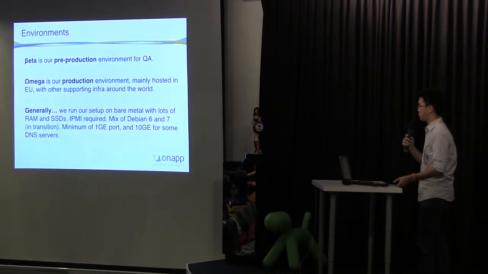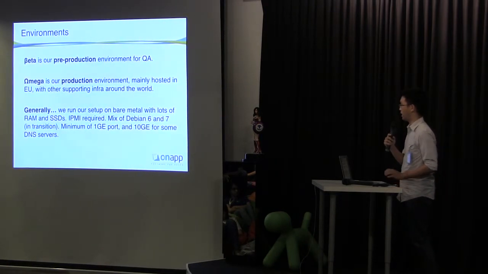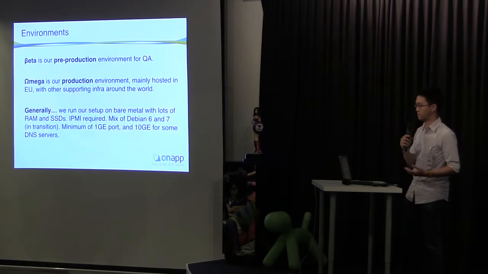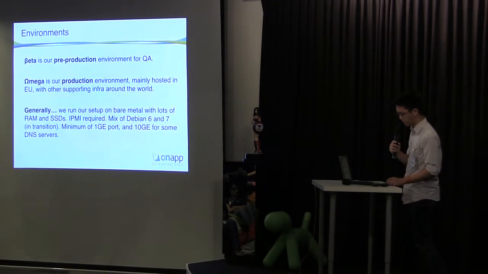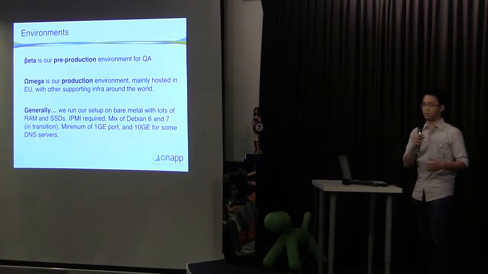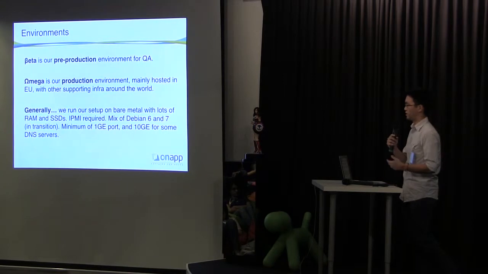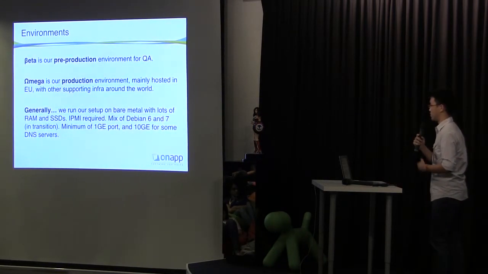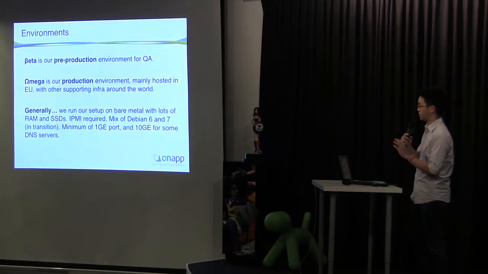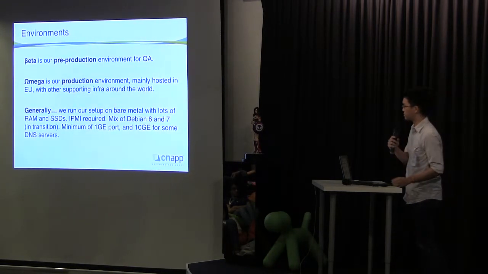Then we move on to beta, which is the pre-production environment for QA. It's pretty much the same as alpha, except that it runs on a public server somewhere, so that we can actually do CDN delivery testing with actual servers on the internet. And finally, we have Omega, which is hosted in Europe, and we have some other supporting infrastructure around the world, which I'll get to later.